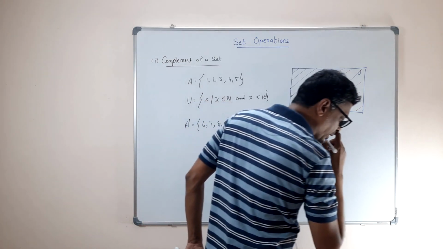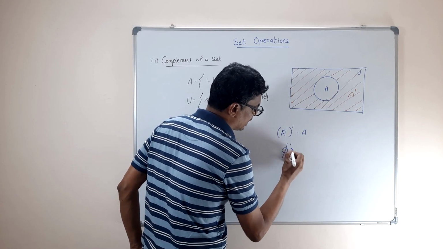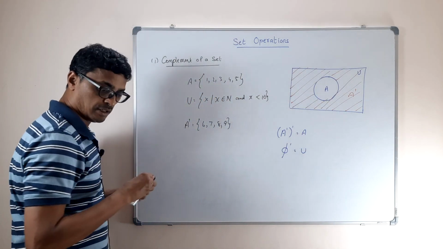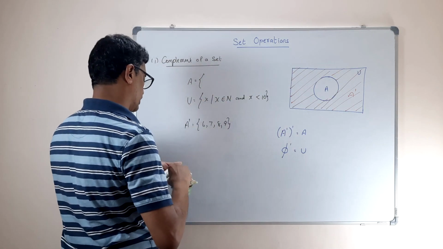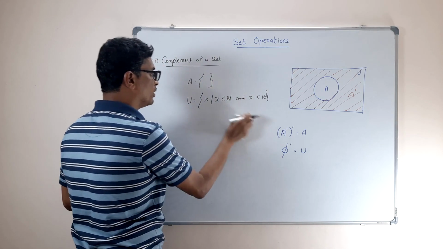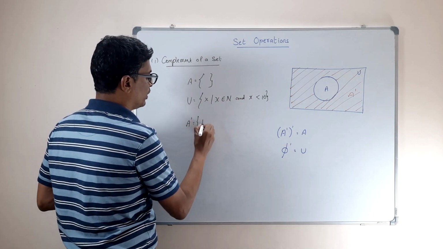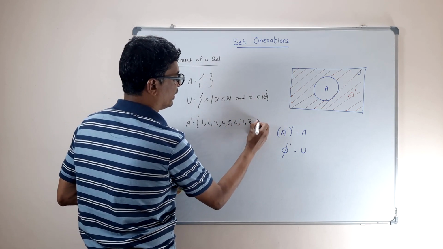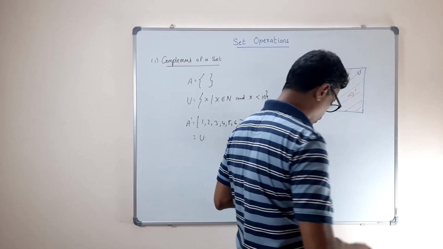And the other one: tell me, what is the complement of a null set? Universal set. Why is it the universal set? For example, if A is a null set, then A prime will be what? It will be 1, 2, 3, 4, 5, 6, 7, 8 and 9, which is nothing but the universal set. So the complement of the null set is the universal set.